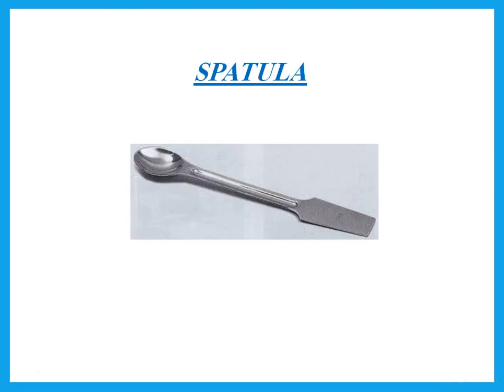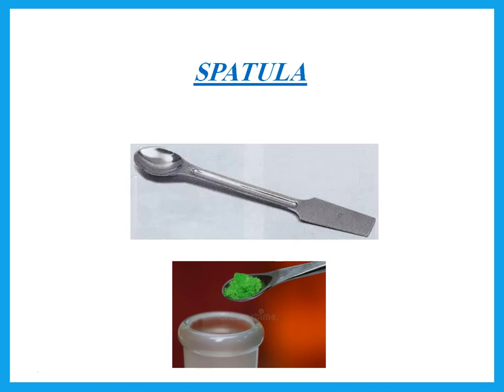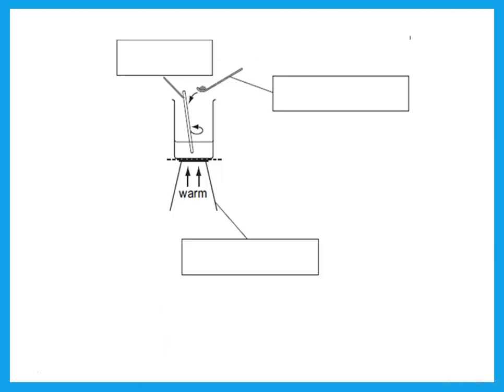This is a spatula. The spatula, of course, is used to add solid. So when I say I add solid from a bottle, I use a spatula. So that one is a spatula. The other one here is a glass rod, and of course that is a tripod stand.